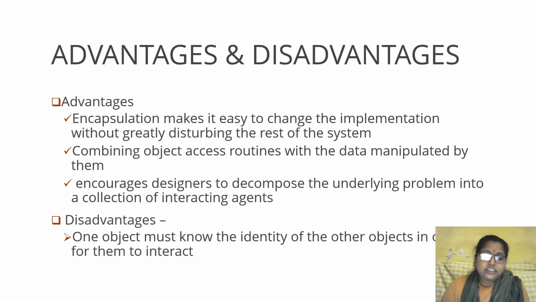Next, the disadvantages: one must know and identify the other objects in the class for them to interact. We can only follow the steps in the flow chart. First, we formulate the problem. We know the problem, then we can go to the analysis. Otherwise, we can't proceed with the analysis. They are interlinked with each other. That's the main disadvantage in object oriented design.